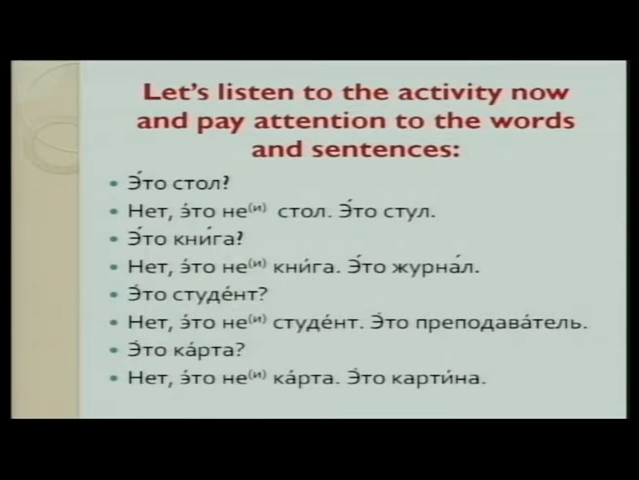And likewise, это книга. Нет, это не книга, это журнал. Это студент. Нет, это не студент, это преподаватель. Это карта. Нет, это не карта, это картина, etc. So, according to the same fundamental rule, you can also make your own such sentences in negation as well, because whenever we are talking or communicating in Russian, we are always using simple sentences, interrogative sentences, affirmative sentences, as well as sentences which are negative in nature or in negation.